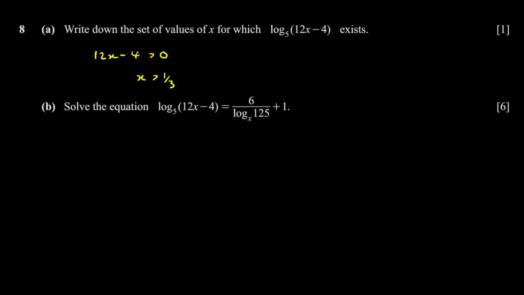Okay, part B, a little bit more complicated. We've got log base 5 of 12x minus 4 is equal to 6 over log base x of 125, plus 1. We want to solve this. Now, the first thing you should really notice is that we have got logarithms with different bases. So we've got log base 5 and we've got log base x.